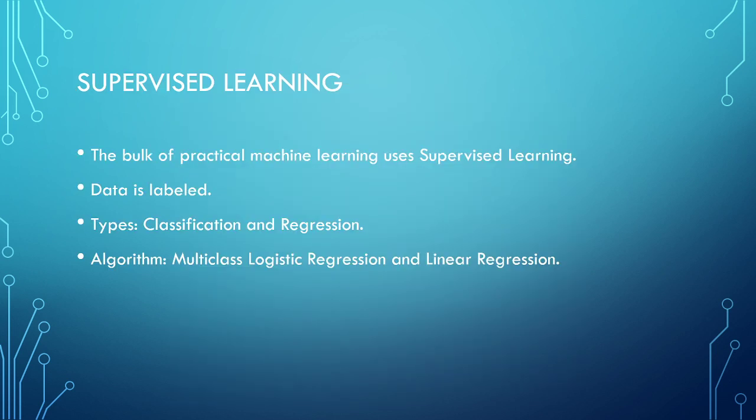So we'll start off with supervised learning. The bulk of practical ML uses supervised learning. The data is labeled, and the ones we're going to look at are classification and regression. We're actually not going to look at multi-class logistic regression. We're going to look at just logistic regression and then linear regression. That's my bad, a mistake there.